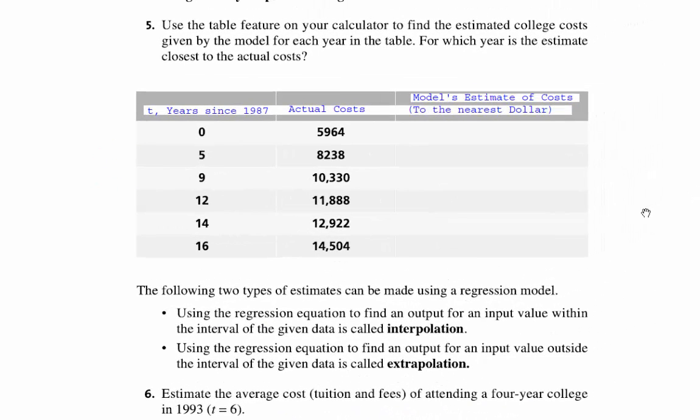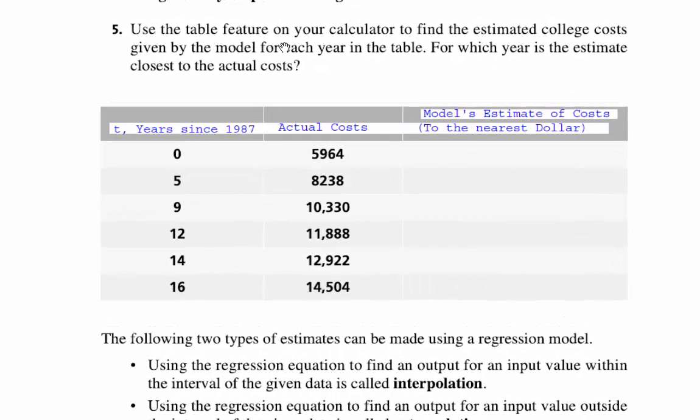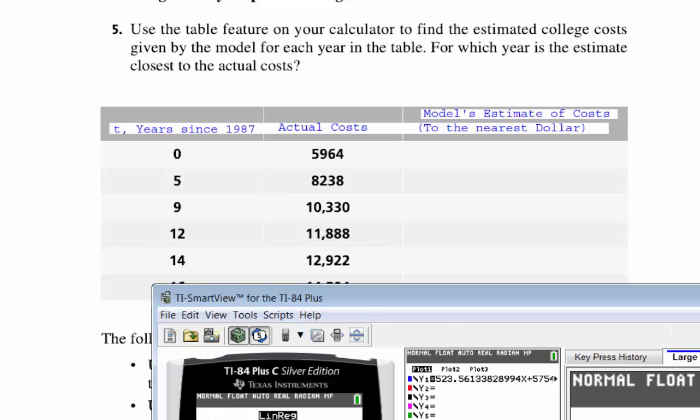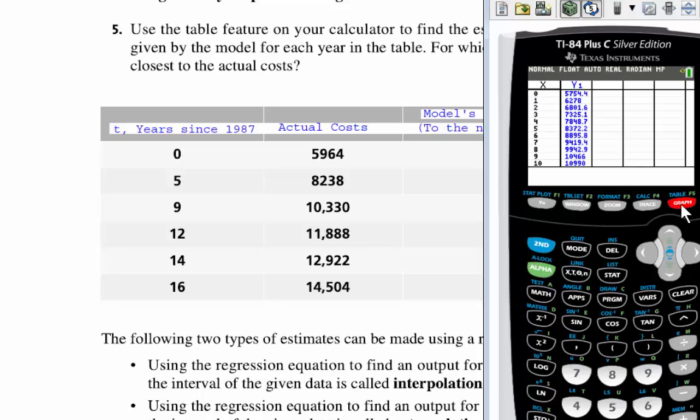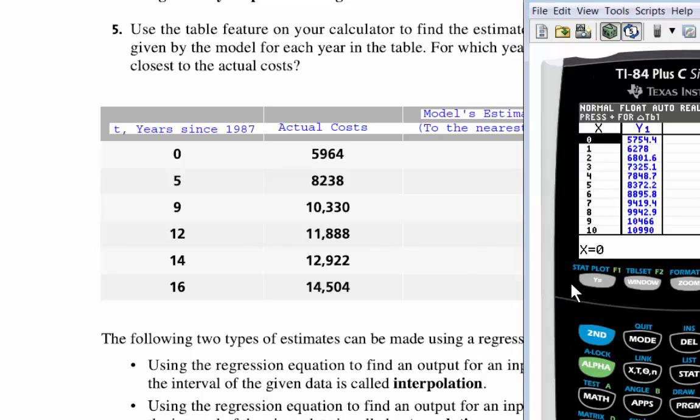So now when we go to question number 5, right, on the next couple of pages, it says use the table feature on your calculator to find the estimated college costs given by the model for each year in the table. Okay, so I go back to my calculator, and if you press the second key, and above the graph, it says table, right? So I press second and the graph key, and then here's a table. Let's see if I can make this a little bigger.